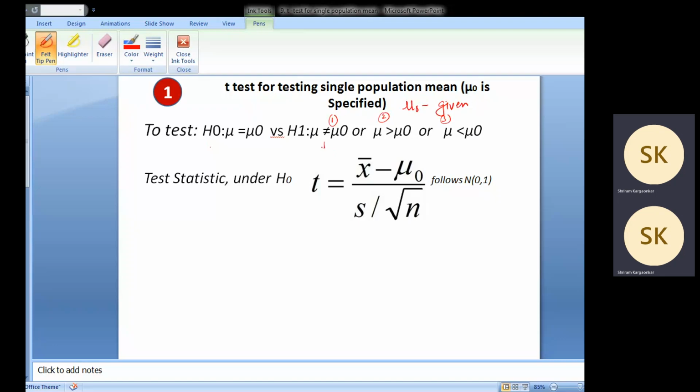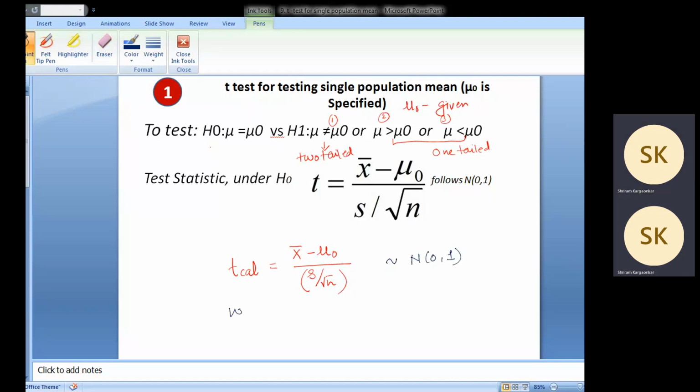If it is not equal to, then we call it a two-tailed test, and if it is either less than or greater than, then it is a one-tailed test. What is the test statistic under H0? The test statistic under H0 is x bar minus mu naught upon small s upon root n. Now this follows the t distribution.